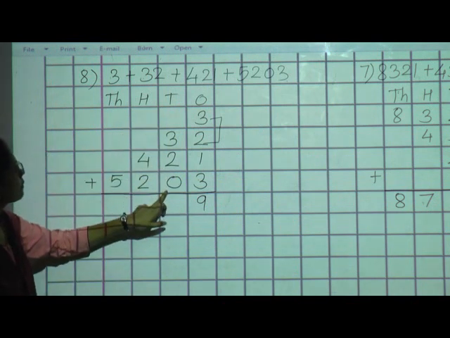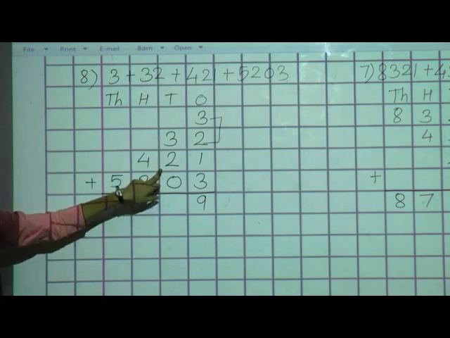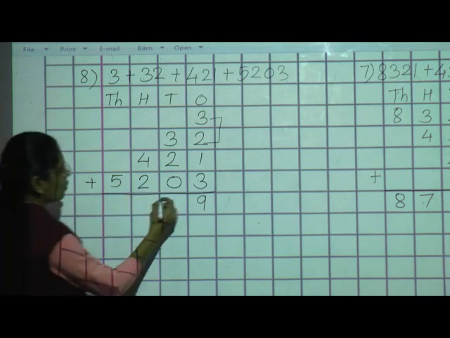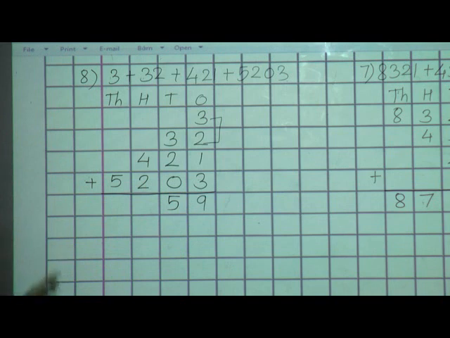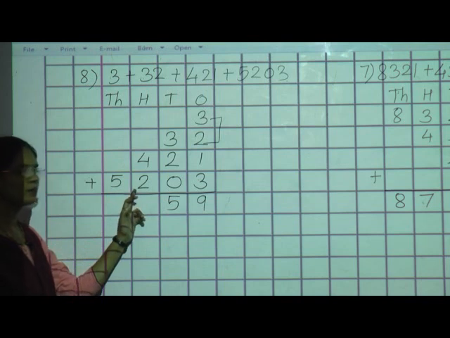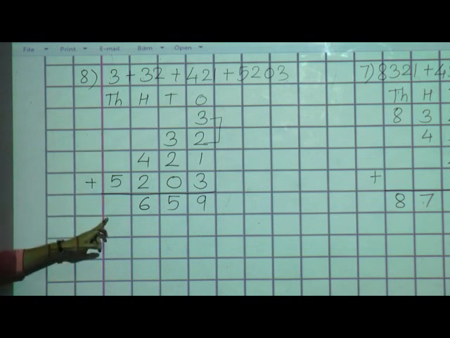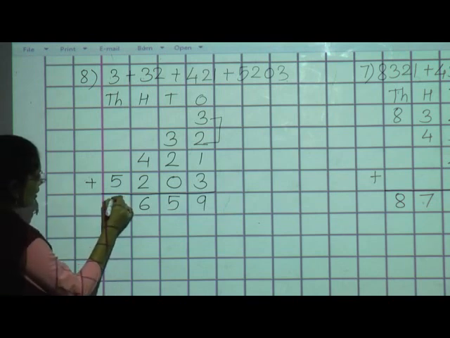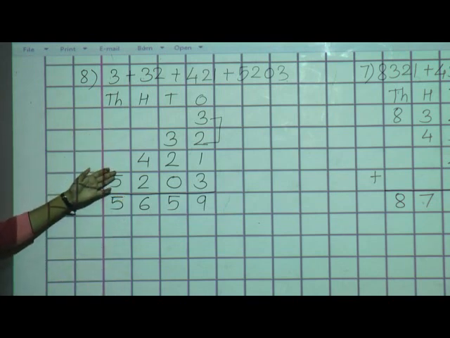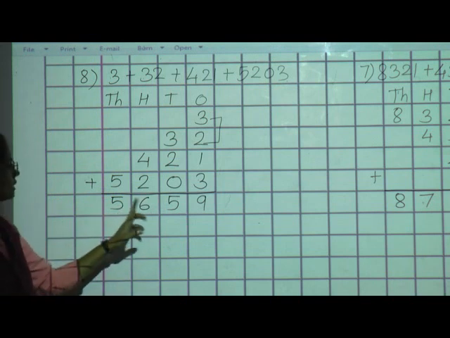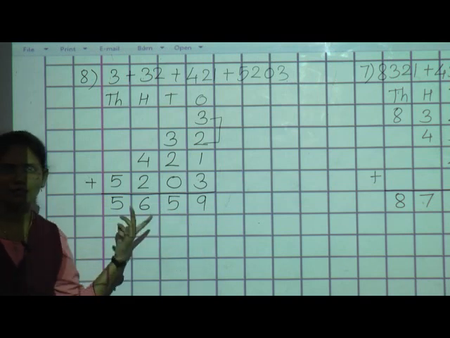Now at the tens place, 3 tens plus 2 tens. 3 plus 2, very simple, 3 plus 2, 5. 5 plus 0, 5. Now see the hundreds place digit. At the hundreds place here 4 is there and here 2 is there. So 4 plus 2, 6. And at the thousands place only one number is there, 5. So we will write 5 as it is, because 0, 0, 0 plus 5, 5. Okay. So what will be the answer? The answer is 5659. This is our answer.